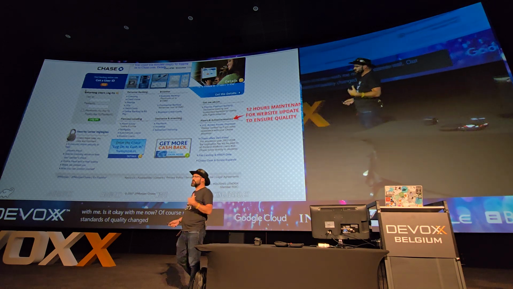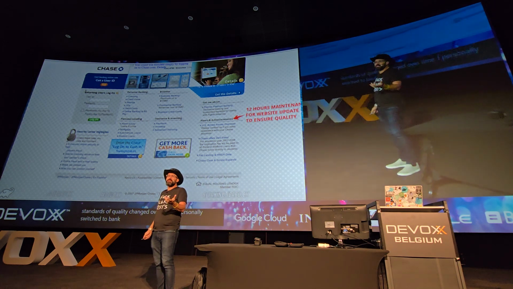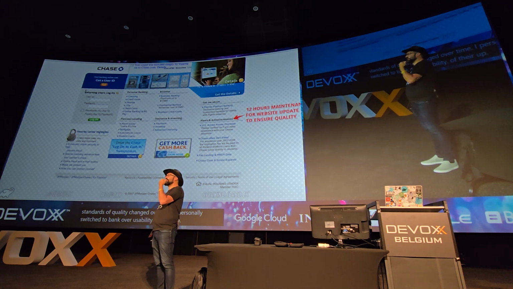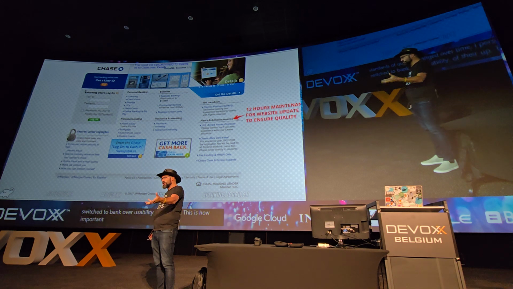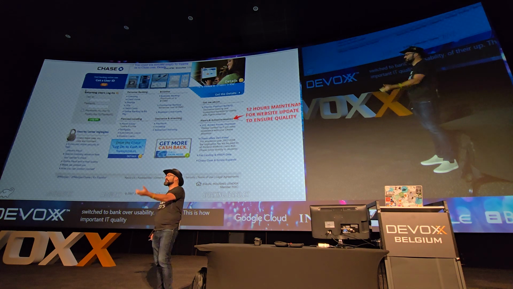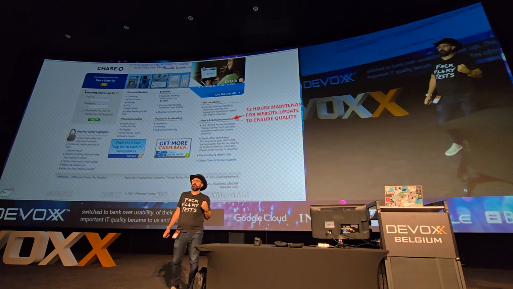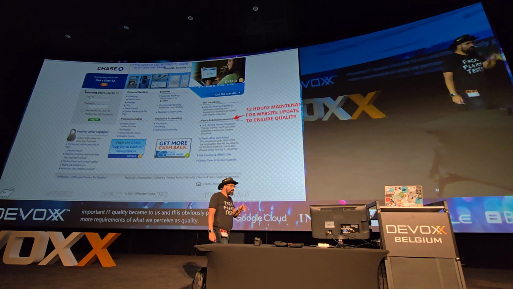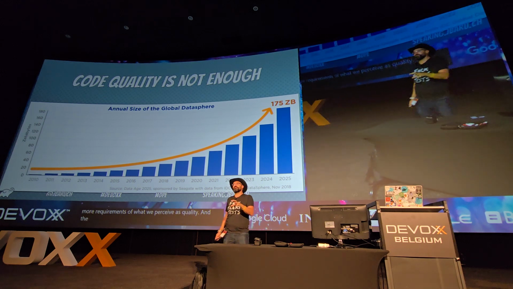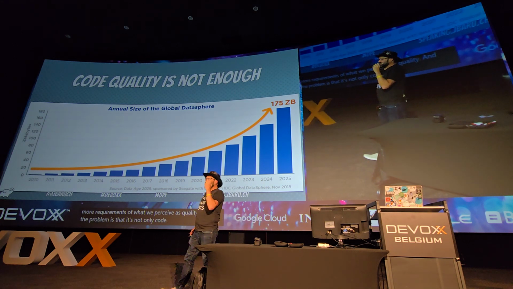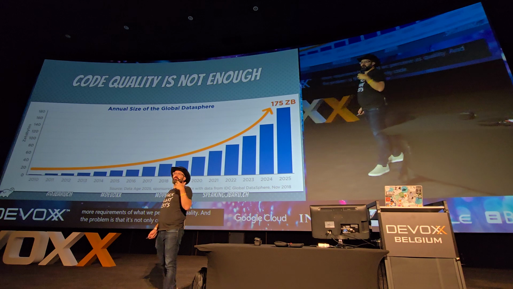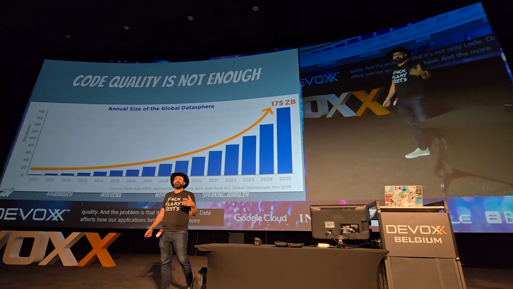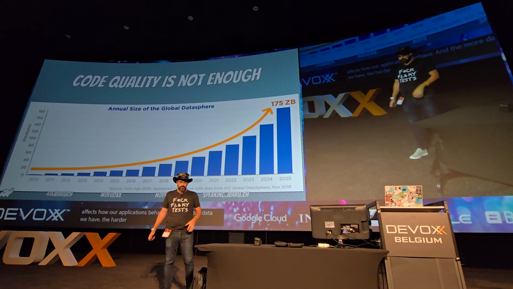I personally switched the bank over usability of their app. This is how important IT quality became to us, and this obviously puts more requirements on what we perceive as quality. And the problem is that it's not only code. Data affects how our applications behave. And the more data we have, the harder it is to test our software.